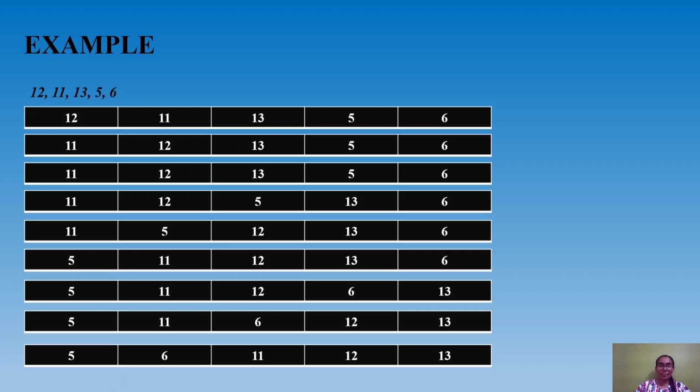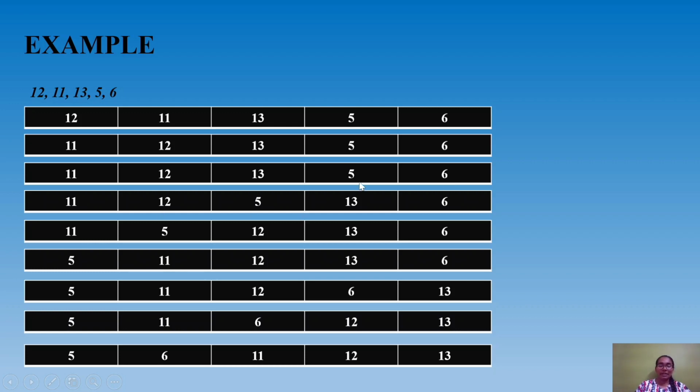13 will be compared with 12. As 13 is greater than 12 and the previous elements are already sorted, it is not required to compare with 11. We'll be getting the same array of elements, that is 11, 12, 13, 5 and 6. So now 11, 12 and 13 come under the sorted list and 5 and 6 are under the unsorted list.